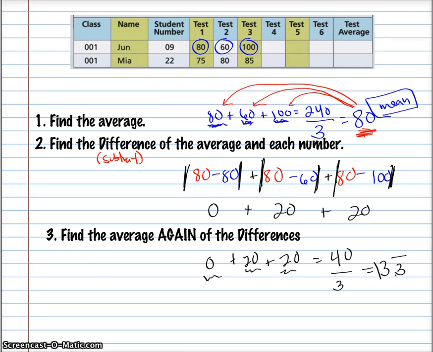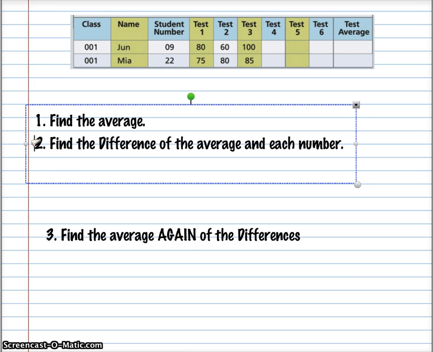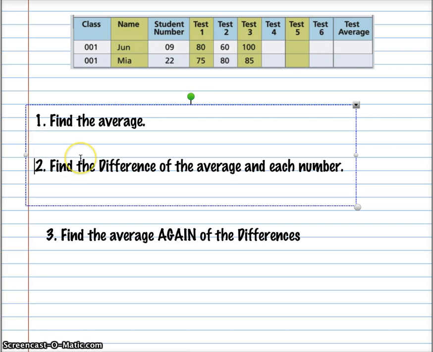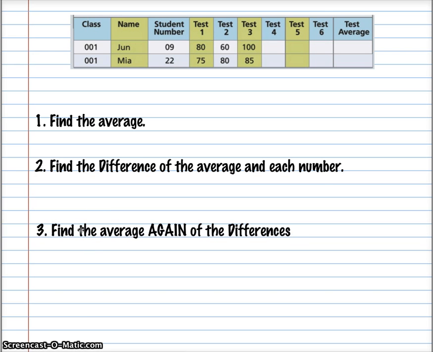Okay, so in the last video we ended up with finding the MAD of June's 3 test scores. So let's do this one more time just so you guys can see it all over again, because I know this can be a little tricky. We'll do that again, but this time we'll use Mia's numbers.